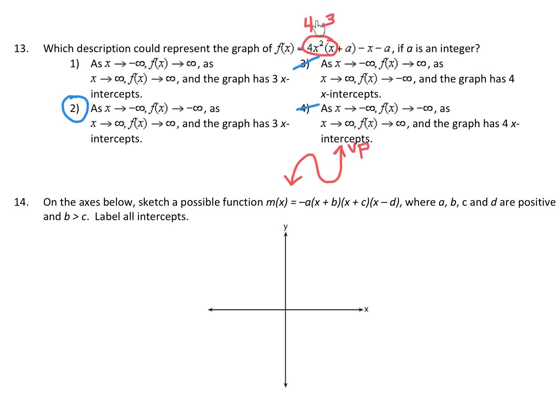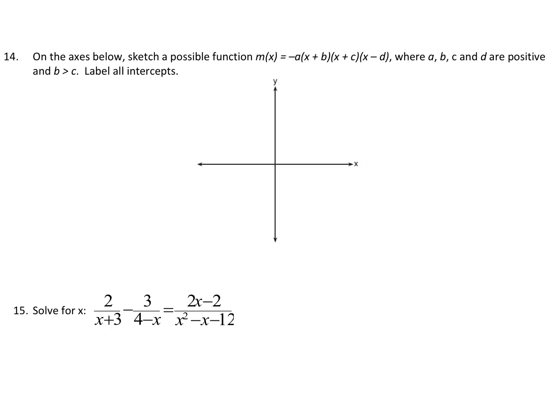And since it's cubic, right, it's going to open in opposite directions. Third degree, up, down, up. Now, it can't have 4 x-intercepts because it only has 3 directions, right? Up, down, up. So it would have 1, 2, 3 x-intercepts. So choice 2 would be the answer.